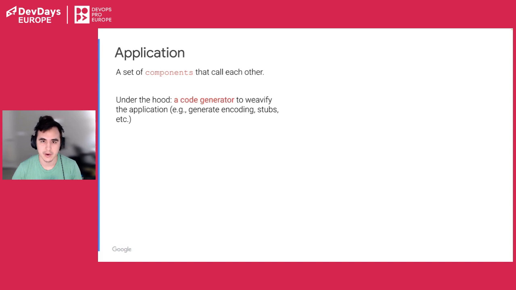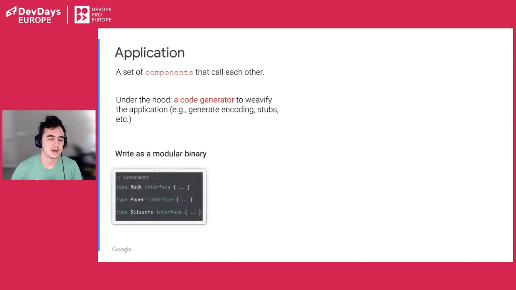We'll have a code generator which generates code for these components. So what does a Service Weaver application look like at a very high level? Well, I'm going to write my modular monolith, my modular binary, and it'll define a number of components. So for example, here we have a rock component, a paper component, and a scissors component, and you would define their interfaces and their implementations and whatnot.